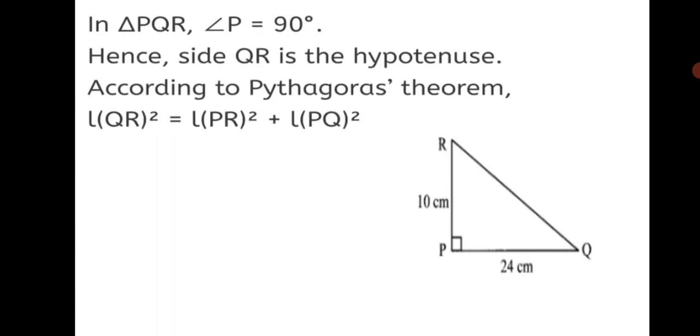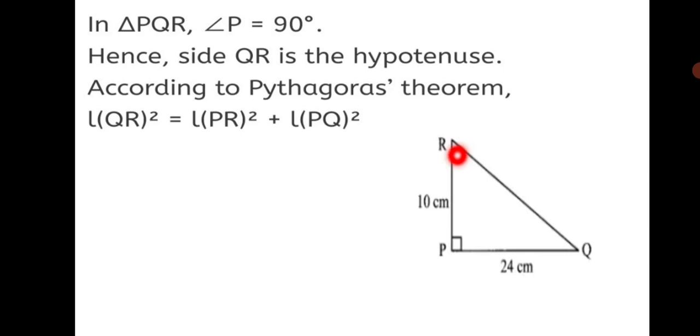In triangle PQR, angle P is equal to 90 degrees. We have to first write the name of the triangle and which is the 90 degree angle. Then we have to write the hypotenuse. Hence, side QR is the hypotenuse.